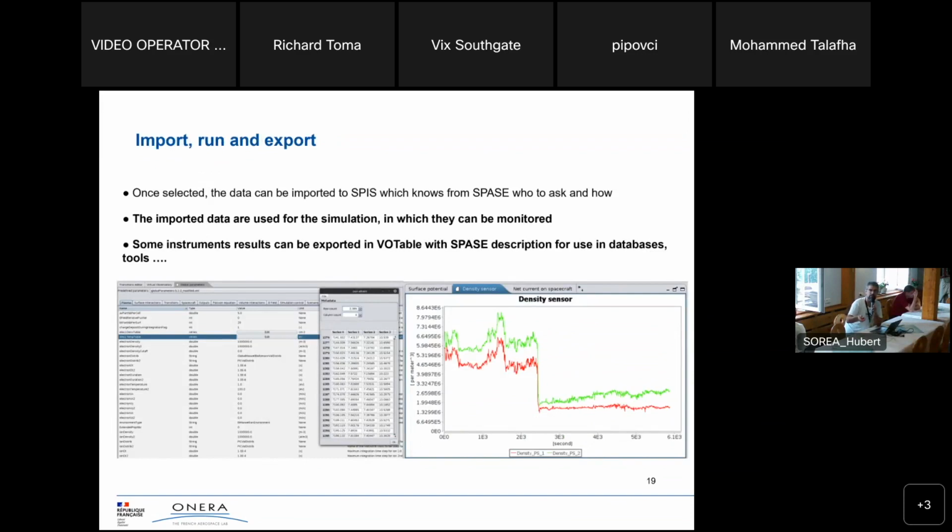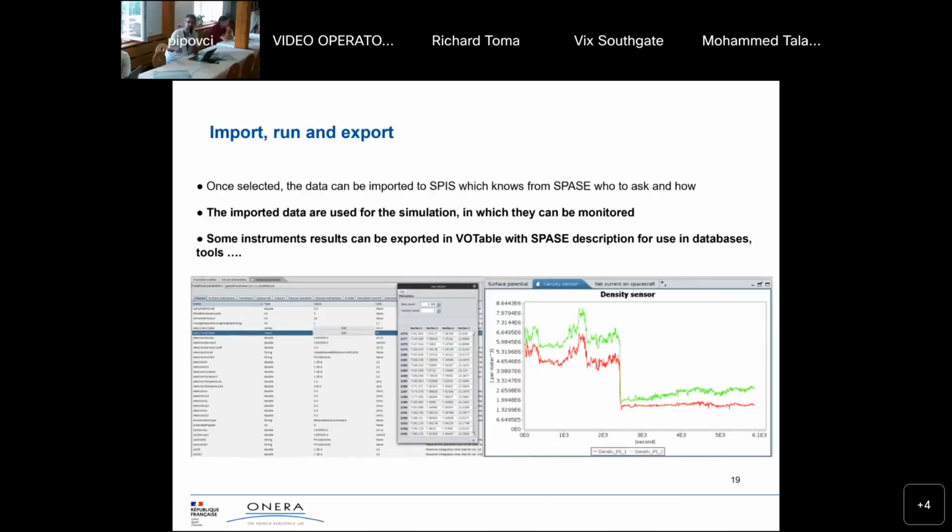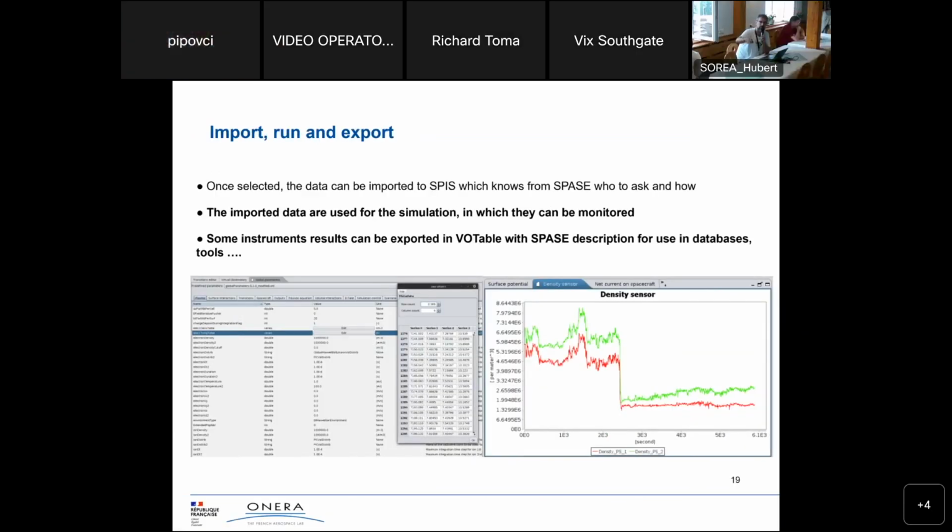For example, here is a simulation, I think, of THEMIS, where it crosses some boundary. You see the plasma density of electrons and ions. I think electrons are in green and ions in red, evolving during the simulation. So you can retrieve this behavior in SPACE for your simulation.